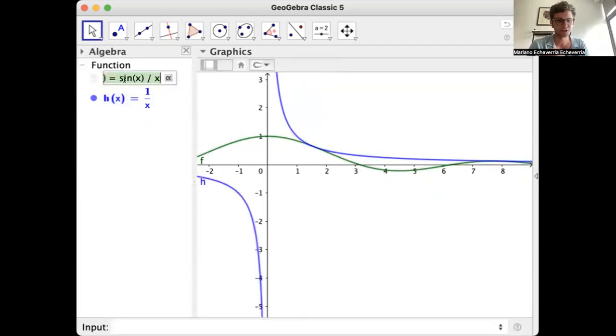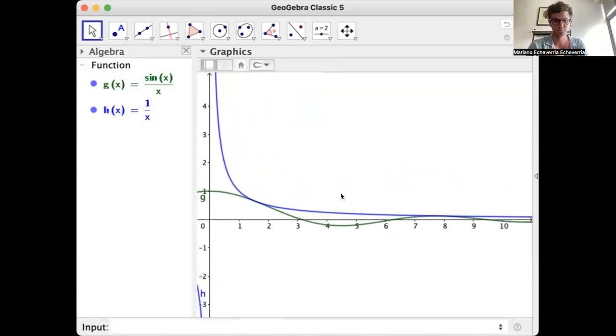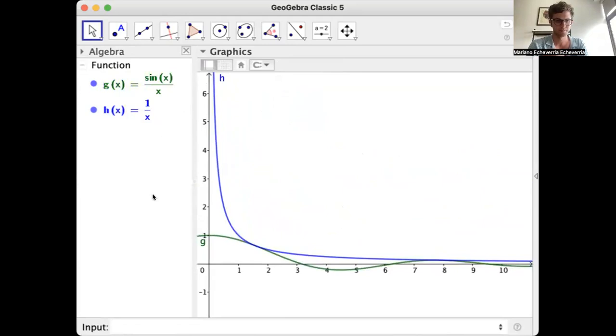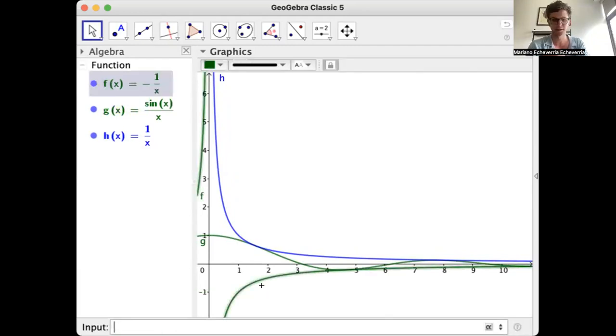Okay, let me call this one G. And we have this function f of x, which is minus 1 over x, or minus 1 over theta, and that's in pink.